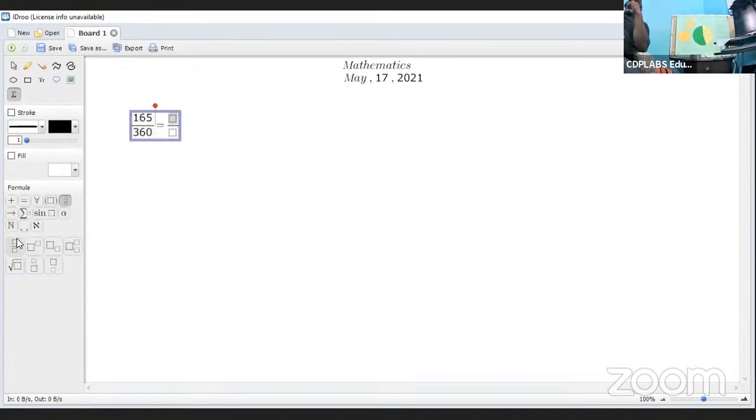I'm going to do it. Okay. Write that fraction in its lowest term, 165 over 360.